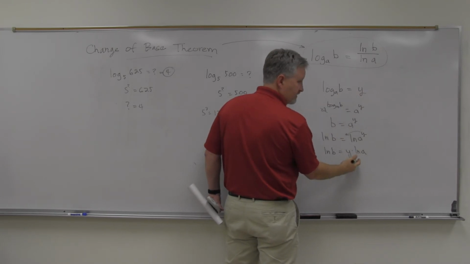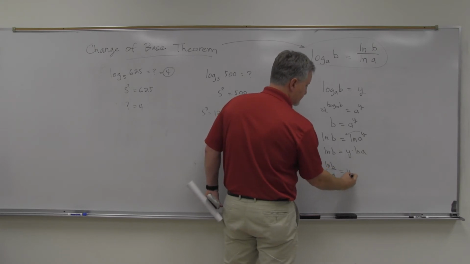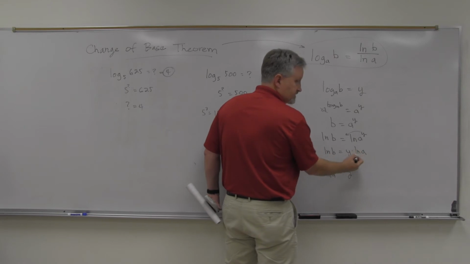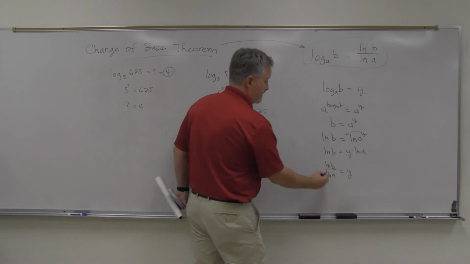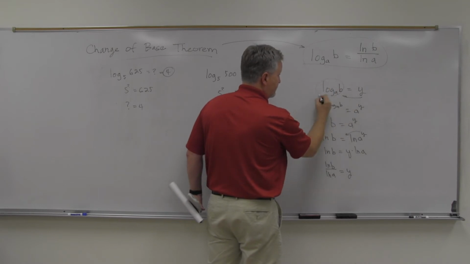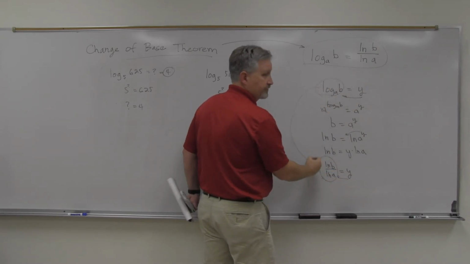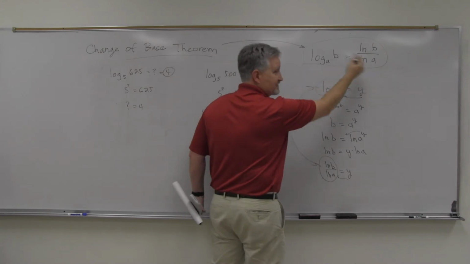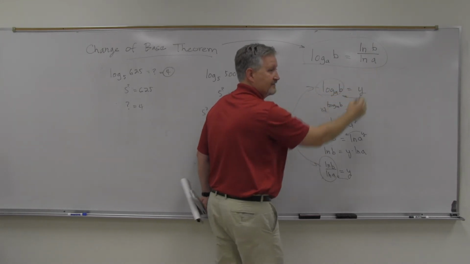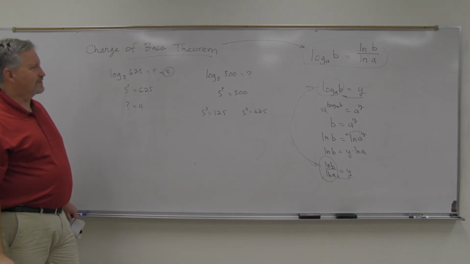So if I solve that, divide both sides by ln of A, because that's times ln. Just divide both sides by ln of A. So we've got Y equals log base A of B, but Y also equals ln of B over ln of A. These two things are equal, which is exactly what I've got here. So that's one way you can see how this works.